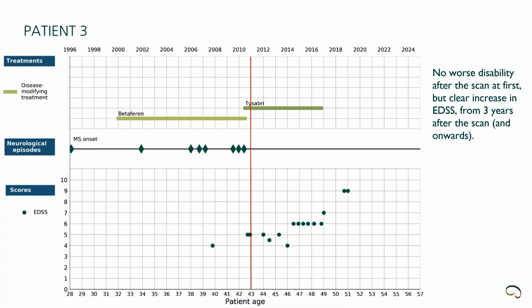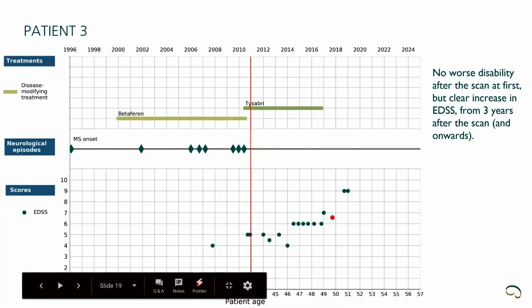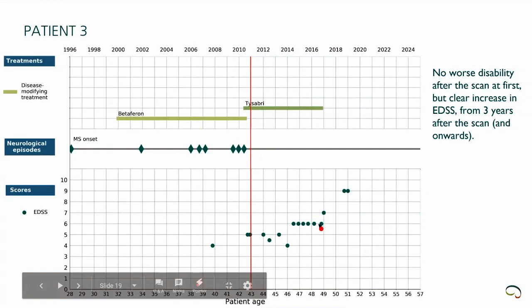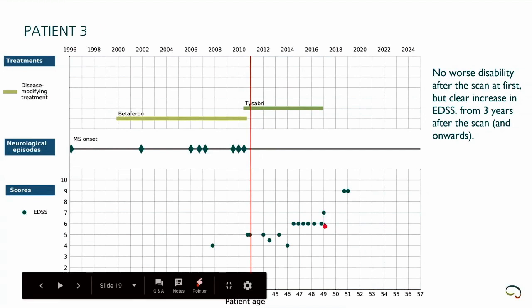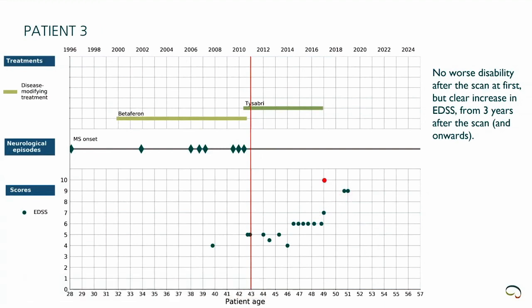anti-JC antibodies. Unfortunately, this patient then developed a PML, which is, of course, a bit out of the scope of discussing icobrain software. But here you see that he developed PML with an increase in disability. And unfortunately, he is now at a disability level of 9 after this PML.